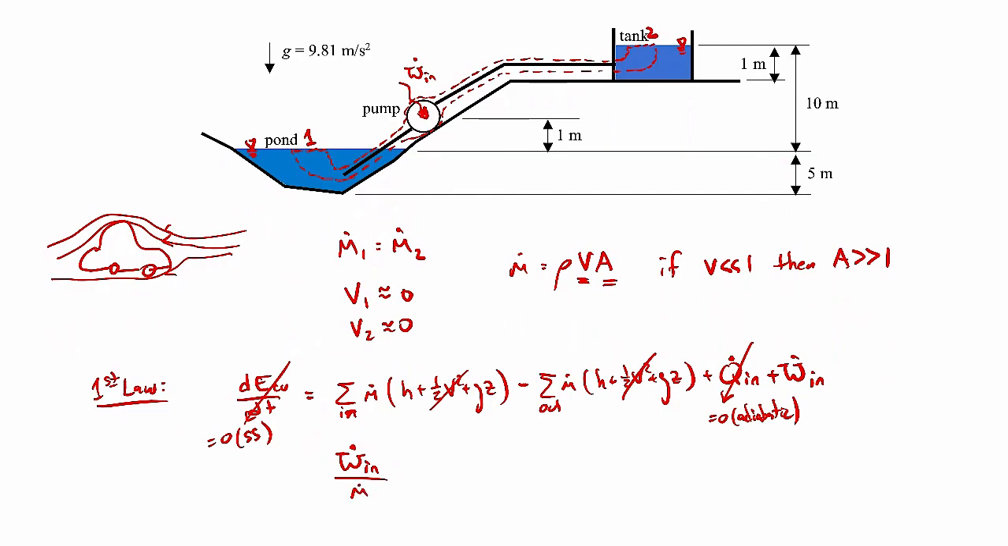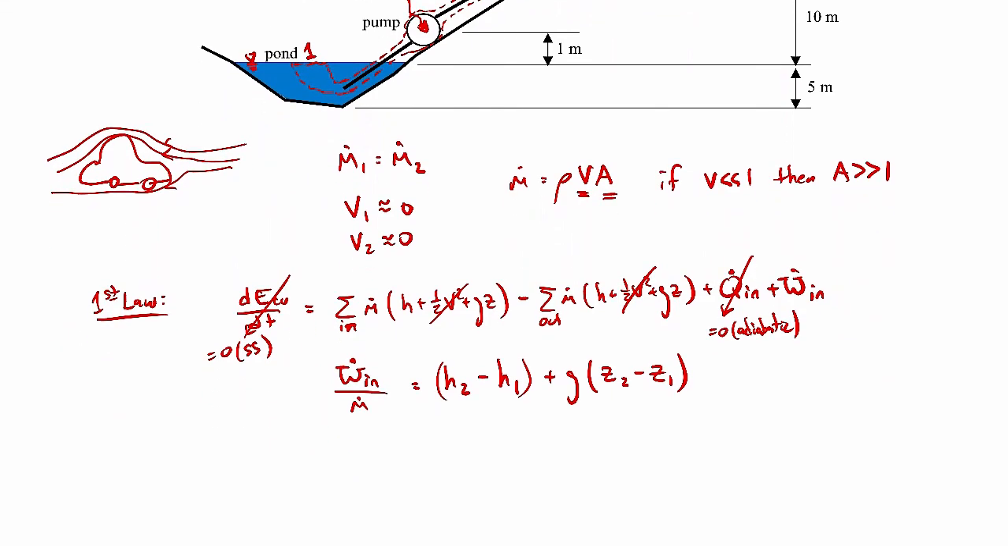I'll divide through by the mass flow rate, just like what we did with Bernoulli's equation. That'll be h2 minus h1 plus g times, let's see, that'll be z2 minus z1. All right, so that comes from the first law. We have the specific enthalpy term and we have the potential energy term. And again, the kinetic energies are basically 0 because it's so small.